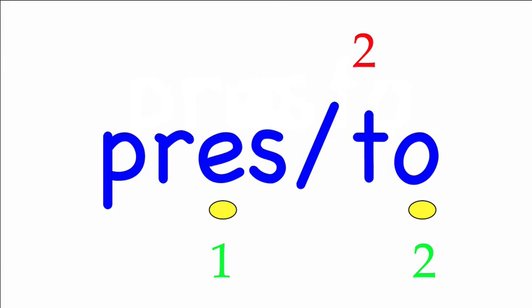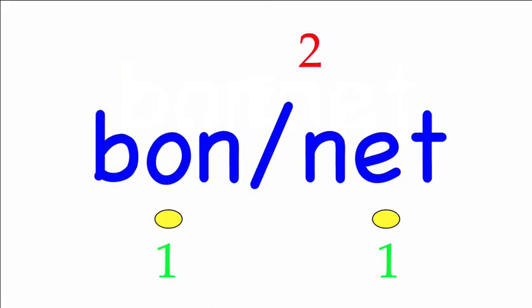Bonnet. The child wore a pretty bonnet. Bonnet. First syllable, bon, 3 sounds: b, a, n. Net, 3 sounds: n, e, t. Bonnet. Mark the word.